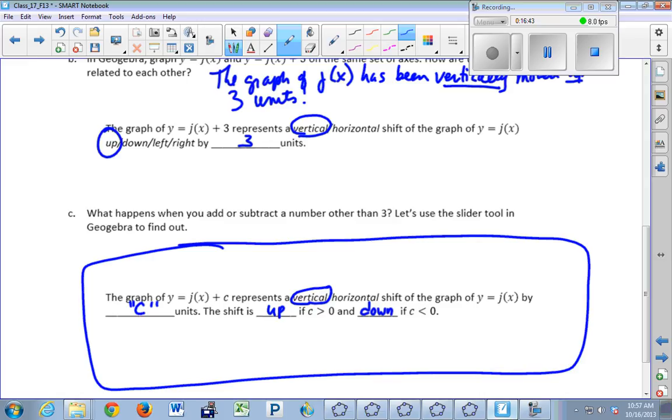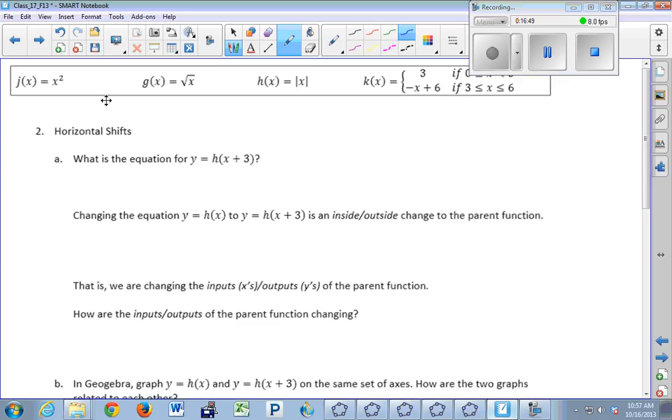All right? Let's take a look at horizontal shifts. All right, so which function are we acting on now? Which one, what's our parent function here?